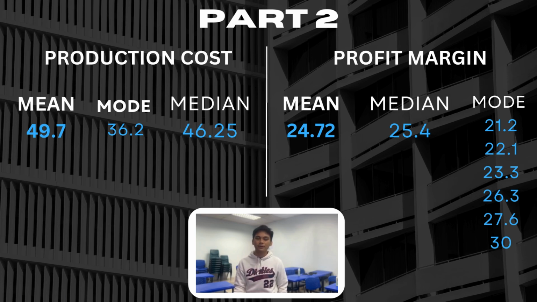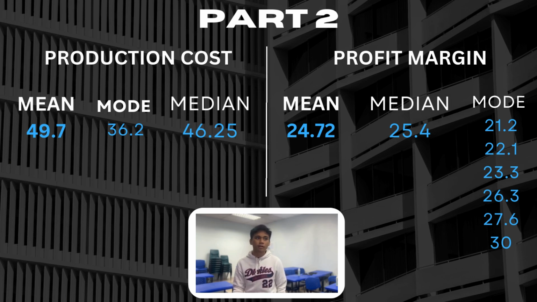BB233110167. I will present the next part, which is part 2 about mean, mode, and median. The mean for production cost is 49.47, while the profit margin is 24.72. The mean for production cost is higher than the mean for profit margins due to difference in the value and the nature of the data in both sets.